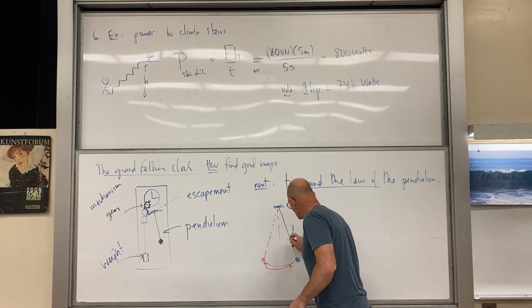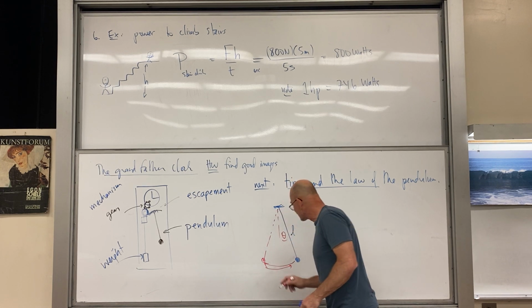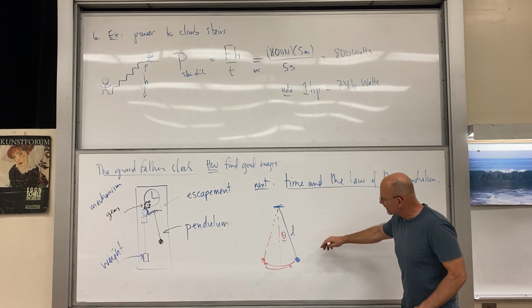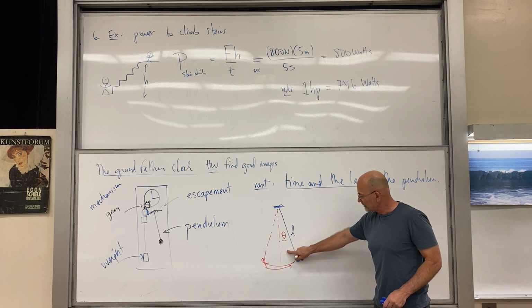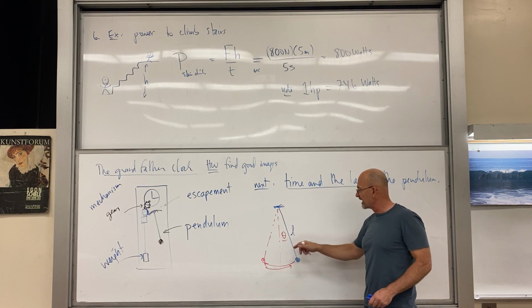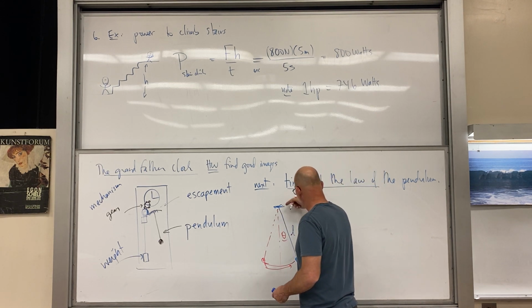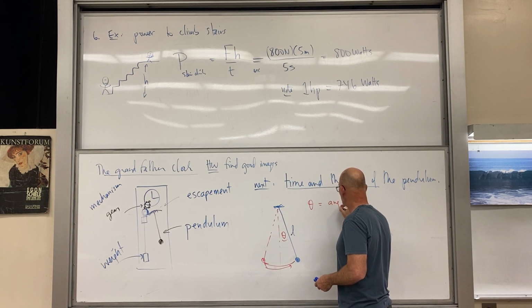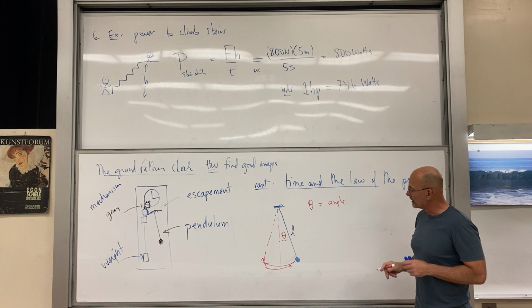And the angle, we'll use a Greek letter theta. That's the amount that when we pull it out to the side, that's the angle it makes with the vertical. So theta is the angle that's made with the vertical here. So theta, I'm just going to write, angle makes with the vertical.